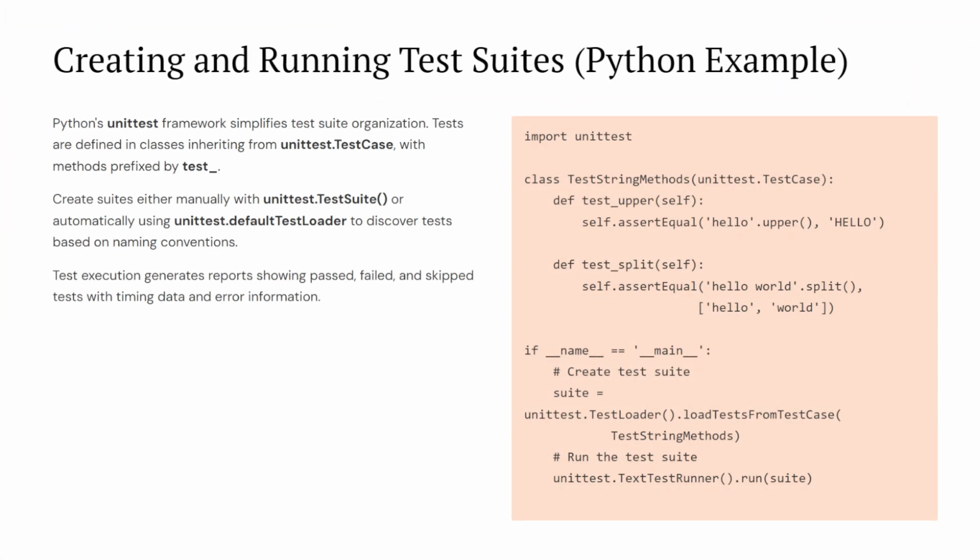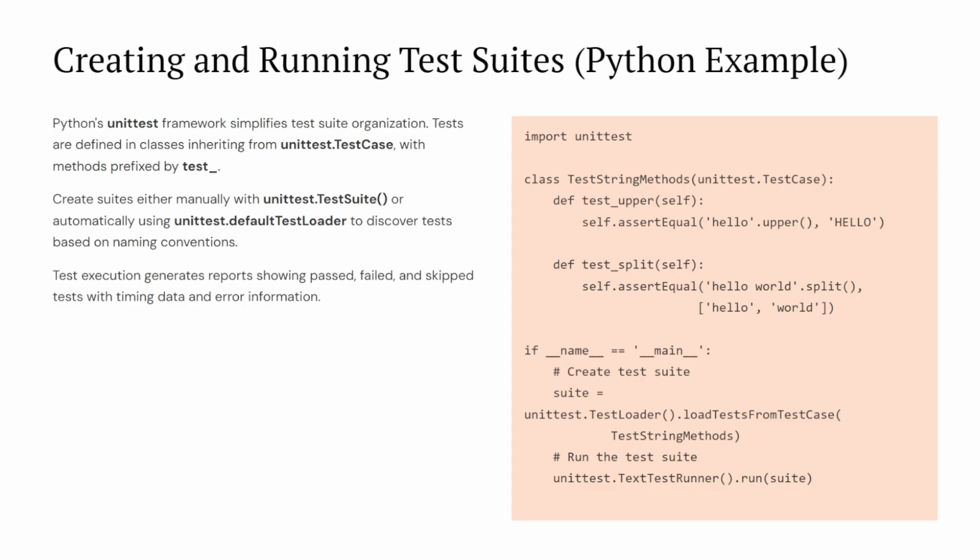So we have an example here for creating and running test suites. Python's unittest framework simplifies test suite organization, and tests are defined in classes inherited from unittest.TestCase with methods prefixed by test underscore. You can also create suites either manually with unittest.TestSuite or automatically using unittest.defaultTestLoader, camel cased, to discover tests based on naming conventions.